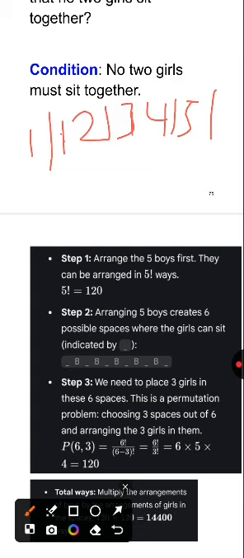So the next thing is that we are going to fill these 3 girls in these 6 spaces. So how many possible ways can we do that? So step 3, we need to place 3 girls in these 6 spaces. This is a permutation problem, yes, because we are choosing one girl at a time. And then these 3 girls, how many ways can they be arranged?